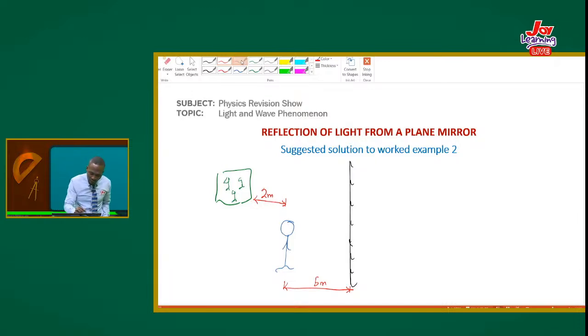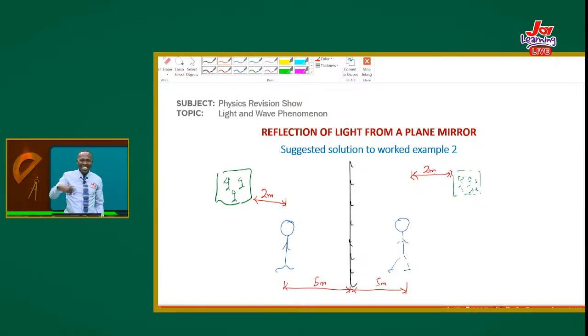So in this case, I'll have the image of the student, also 5 meters behind the mirror. Then I'll have the image of the picture, also 2 meters behind. Now, if I want the distance between the student and the image seen, I need the distance from here all the way to where the image is. So it would be 5 plus 5, 10, plus this distance here, 2, which would be 12 meters.